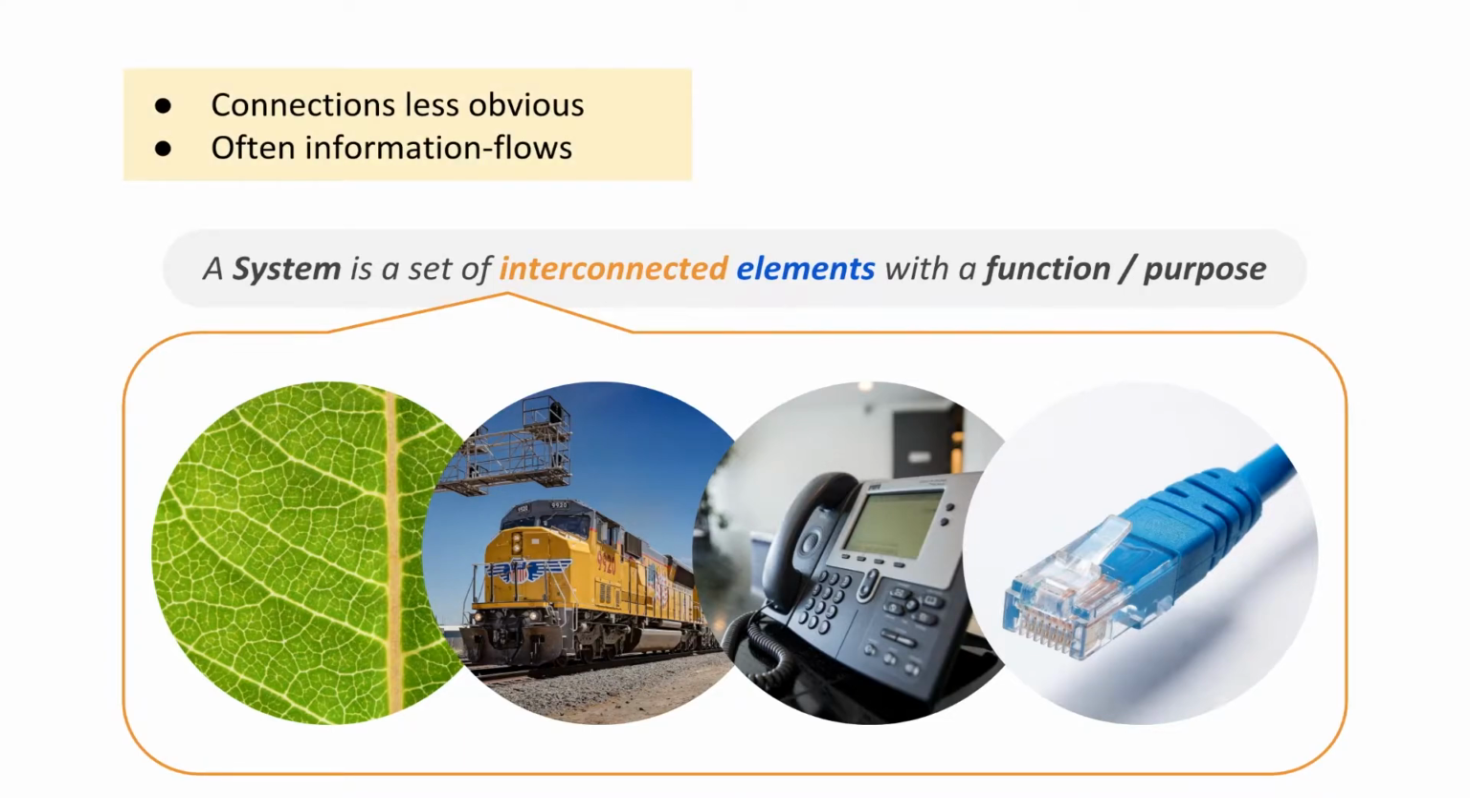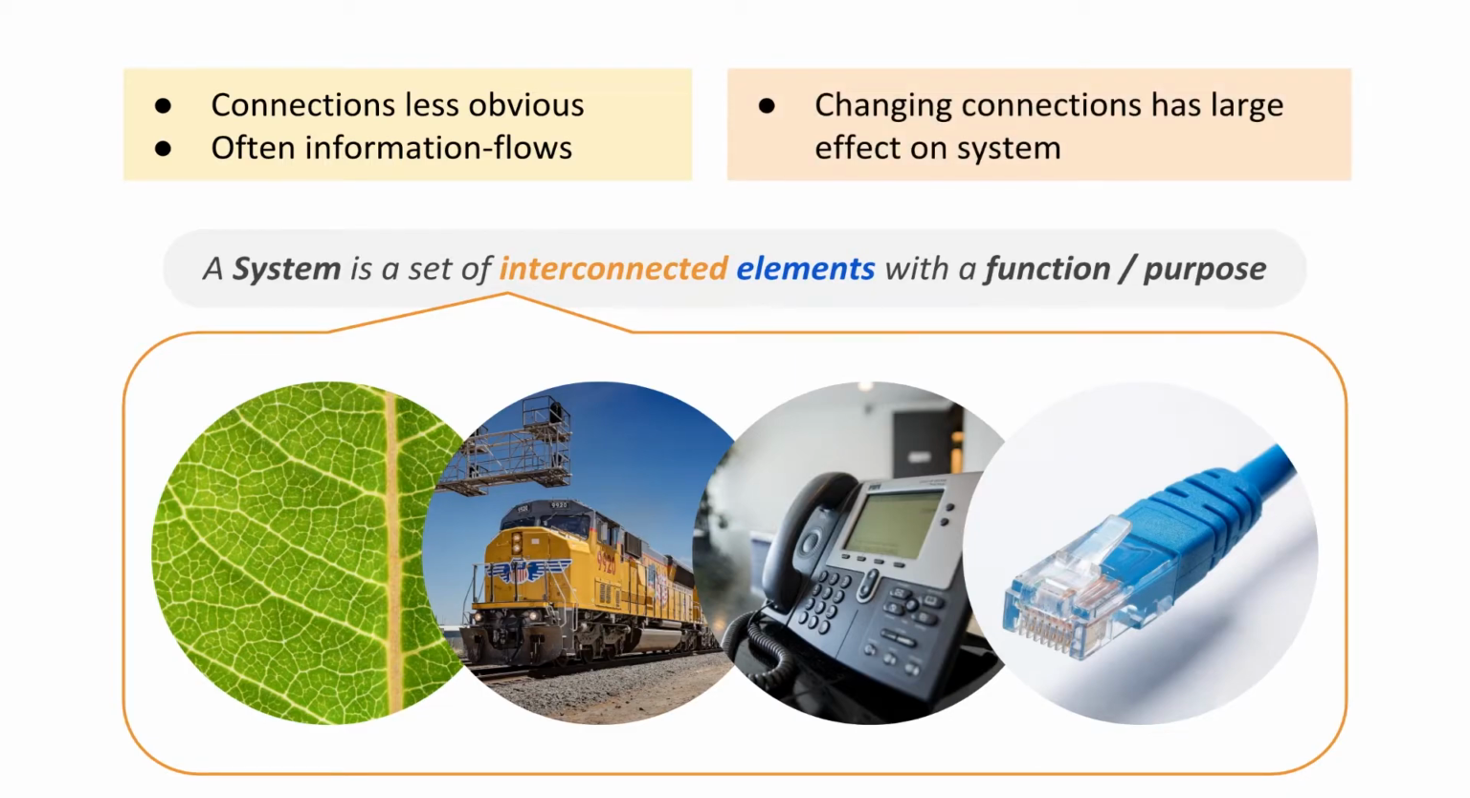Compared to the elements of a system, the connections are usually less obvious, since they're usually non-physical and often involve information flows. Despite this fact, changing the connections of a system has a large effect on its behavior. Think, for example, of the effect that changing trade agreements between countries would have on their economies, or how disrupting communication between two departments in a company could cause that company to collapse.